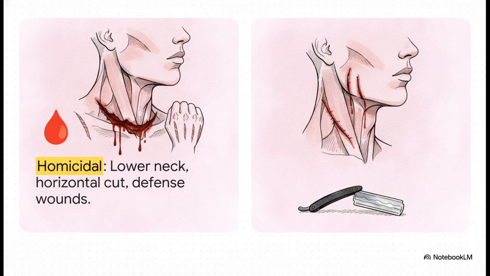In a homicidal cutthroat, for example, the cut is usually lower on the neck and very horizontal. The depth is extremely deep, often actually scoring the cervical vertebrae underneath, and the killer usually takes the weapon with them. In a suicide, the cut is usually higher up, it slants downwards, the depth is uneven, and the weapon is almost always found right there at the scene.